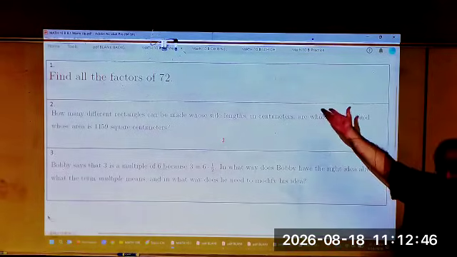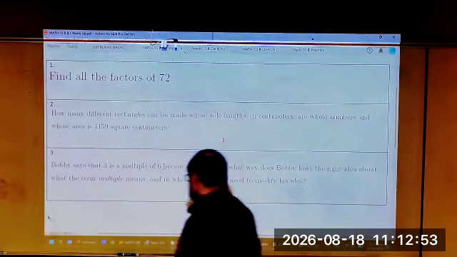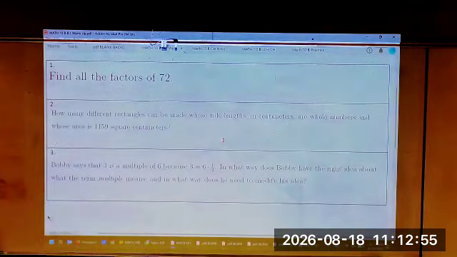But basically, you're looking at something like this. The first quiz question is going to be find all the factors. Okay. So we're going to find all the factors of 72.